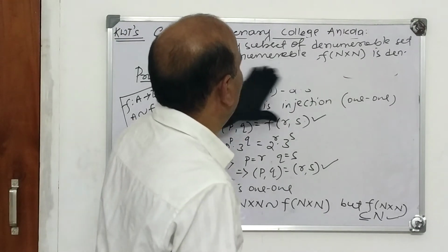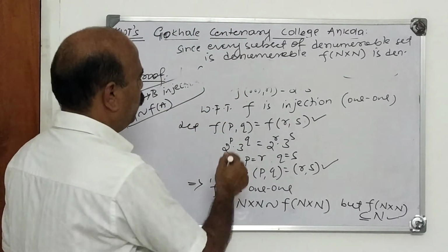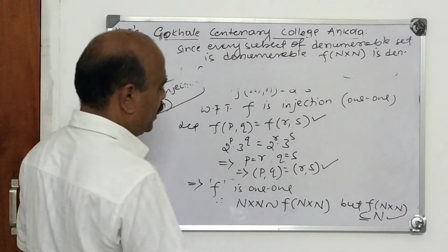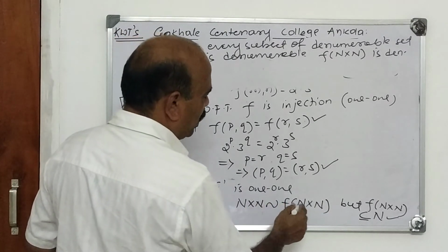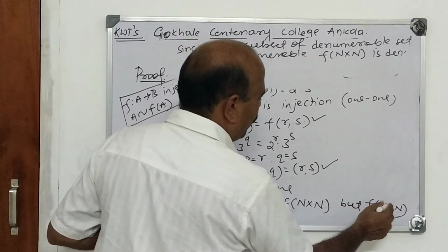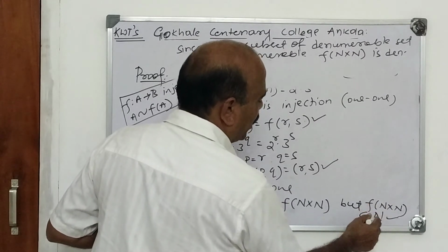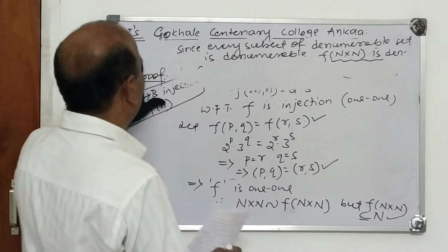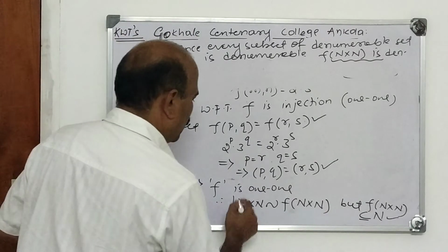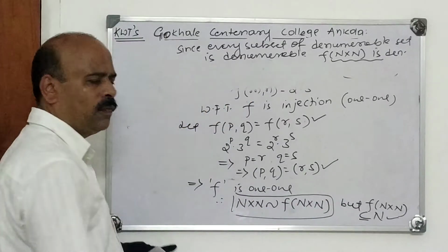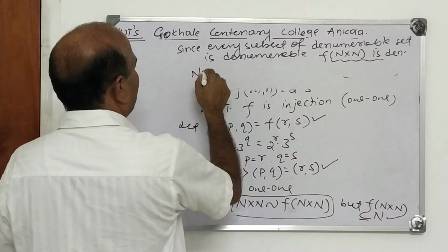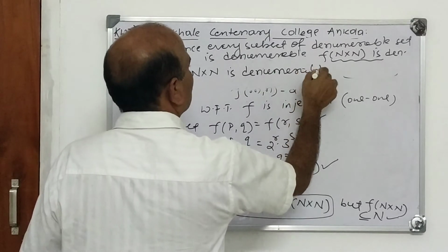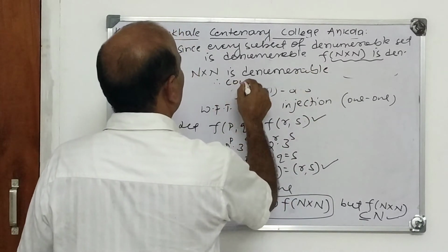Now, if f is injection from N cross N to N, then N cross N is equivalent to f of N cross N, but f of N cross N is a subset of N, therefore it is denumerable. f of N cross N is denumerable. Now see this step: N cross N is equivalent to f of N cross N, therefore N cross N is denumerable. N cross N is denumerable, therefore countable.